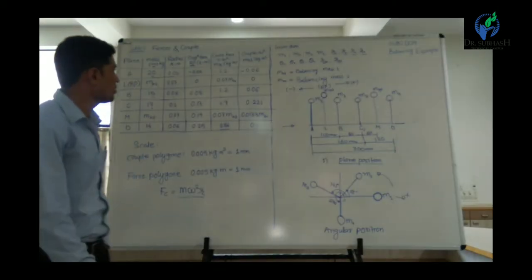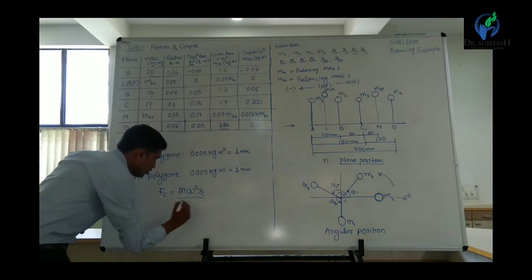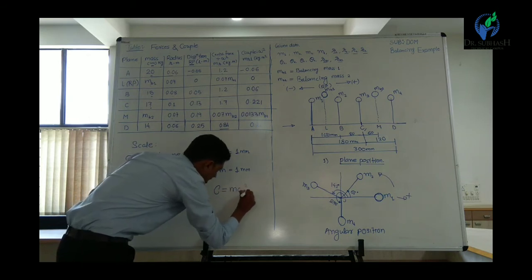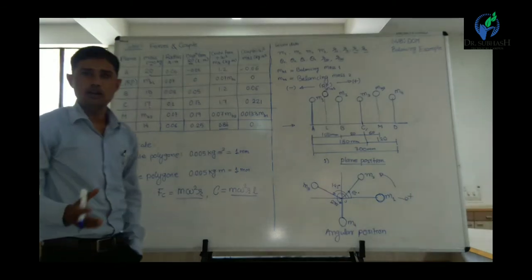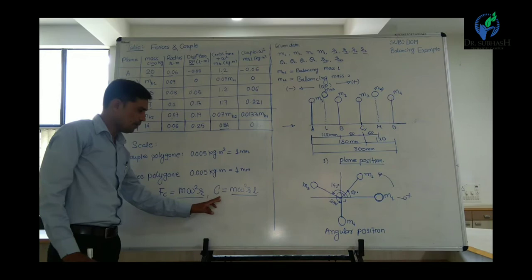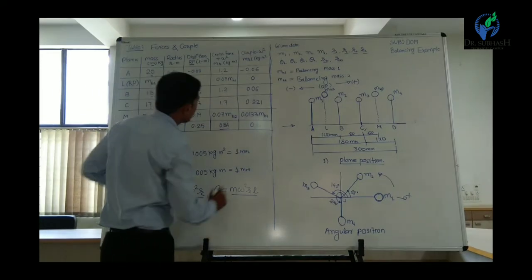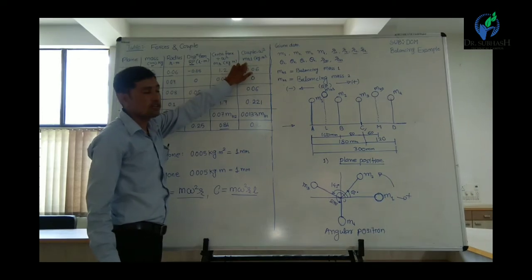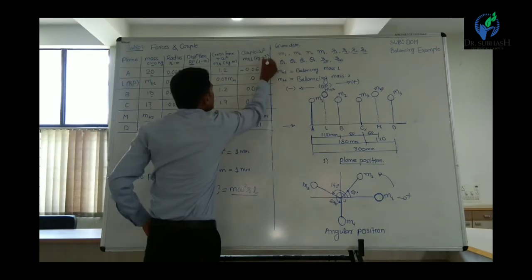Now the next column is couple. We know that the general equation of couple is m omega square r into l. But again, for the simplification of calculation, we consider couple as m r l, because here we also divide by omega square. So couple divided by omega square, the general notation is m r l, and the unit is kg-meter square.